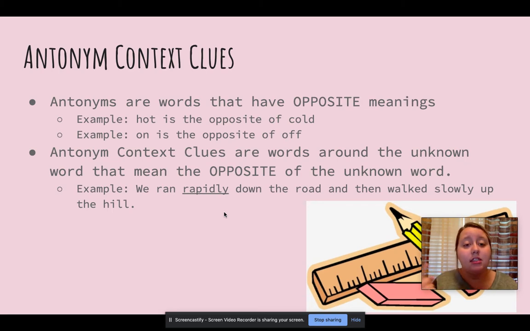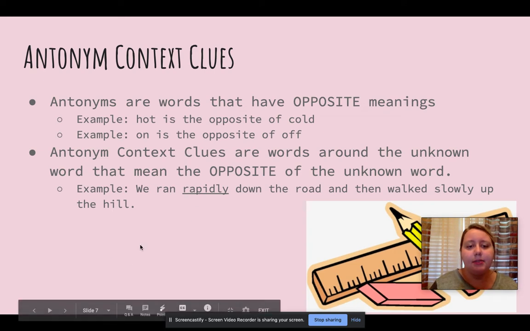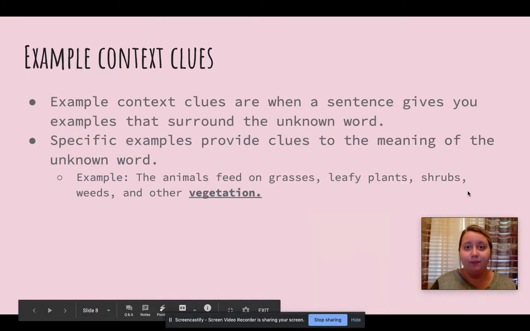Okay. So we can check ourselves by plugging that word fast in as our underlined word. We ran fast down the road and then walked slowly up the hill. Does that make sense? Yes, that does make sense. The antonym context clues are sometimes a little easy to understand because we typically know the opposite of a word. So in this example sentence, the author did a great job of giving us the opposite of rapidly, right? The antonym of rapidly would be slowly.